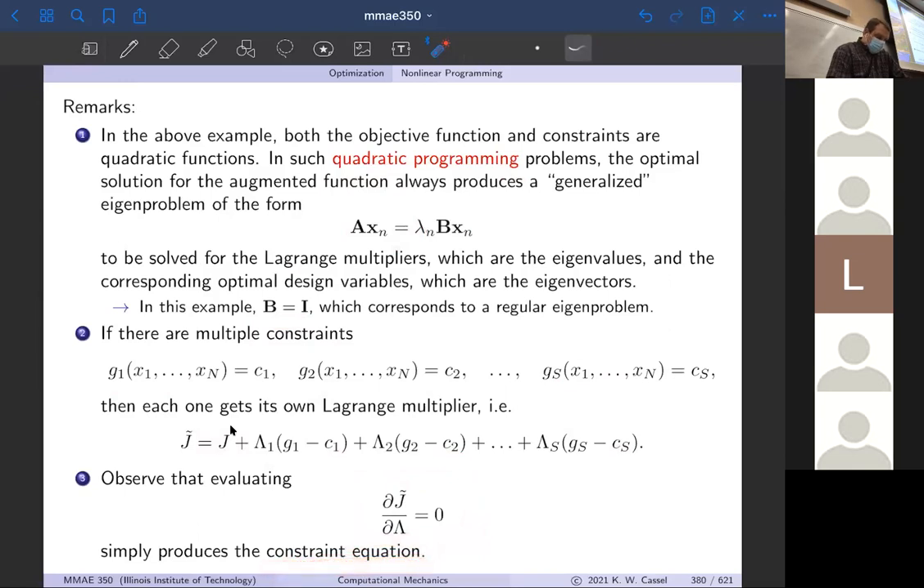We can look at it right here. If I take the derivative of J tilde with respect to lambda 1, look what I get. I get g1 minus c is equal to 0. Well, that's just my first constraint. So we don't actually do it because it doesn't give us any new information, but it does make sense. If you do the differentiation, it'll reinforce the fact that your constraint has to be satisfied. So mathematically, it's all consistent, but in practice it's not necessary, because it just gives you information that you already have.